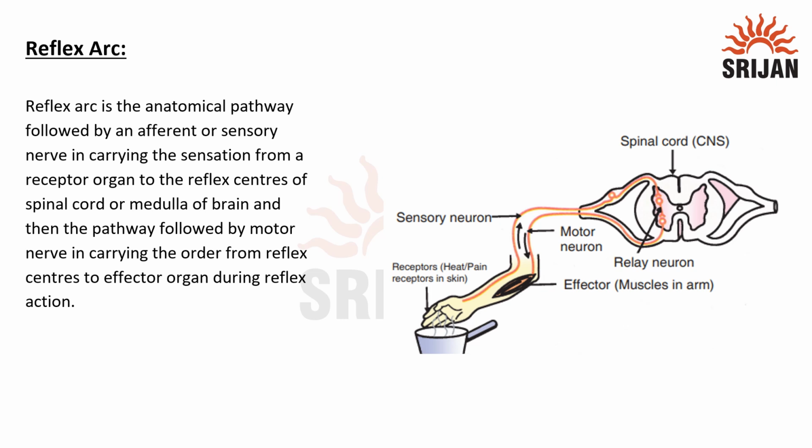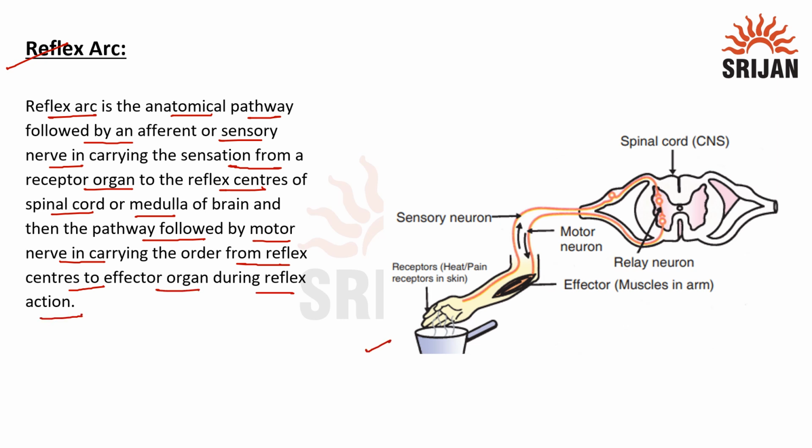Here we have reflex arc. Reflex arc is the anatomical pathway followed by an afferent or sensory nerve in carrying the sensation from the receptor organ to the reflex centers of spinal cord or medulla of brain, and then the pathway followed by motor nerve in carrying the order from reflex center to effector organs during the reflex action.